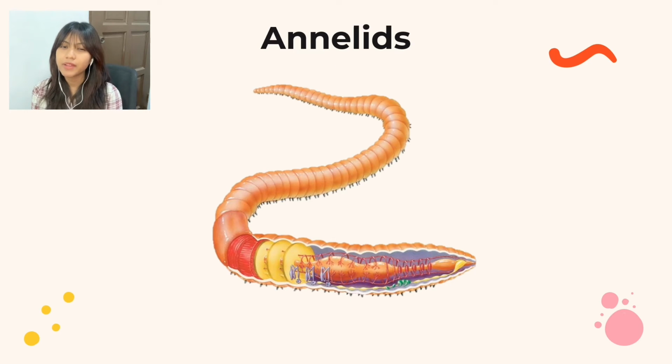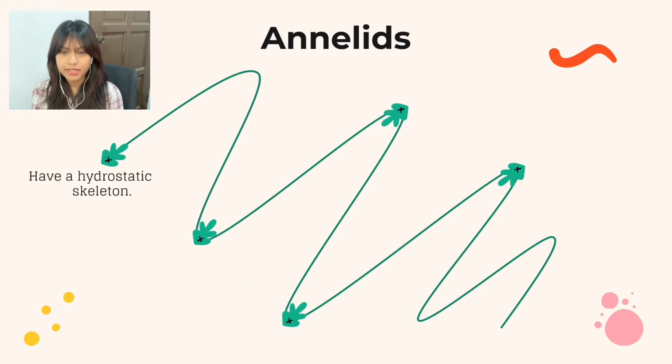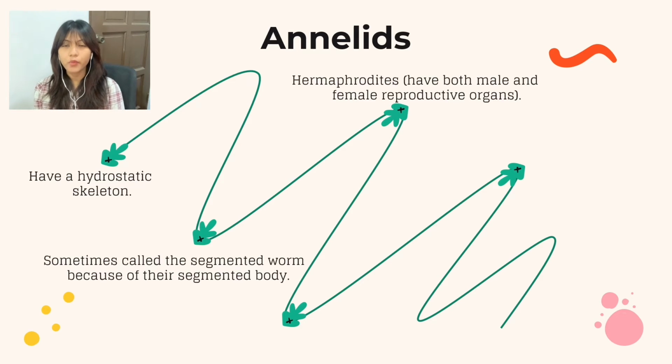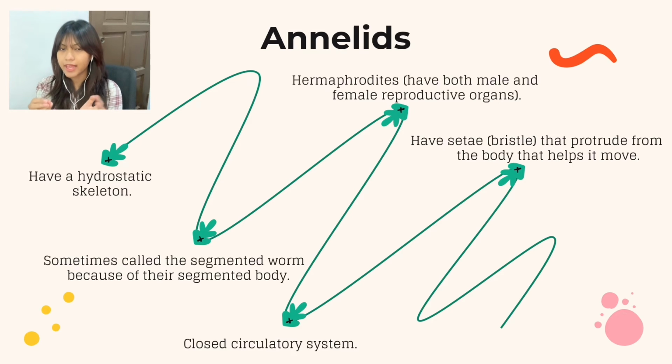So let's talk about annelids. Annelids have a hydrostatic skeleton. They are sometimes called segmented worms due to their segmented body. Annelids are hermaphrodites, which means they have both male and female reproductive organs in one body. Annelids have a closed circulatory system and they have setae that protrude from the body and help it to move.